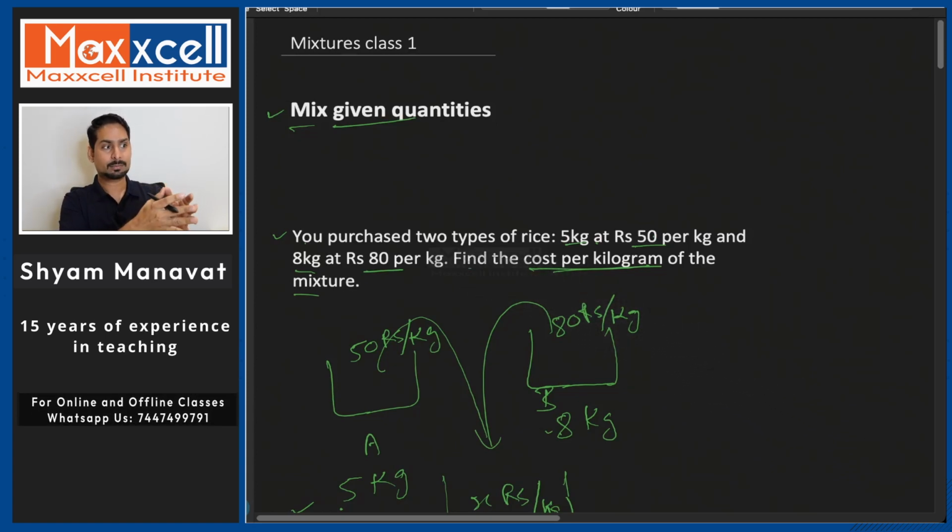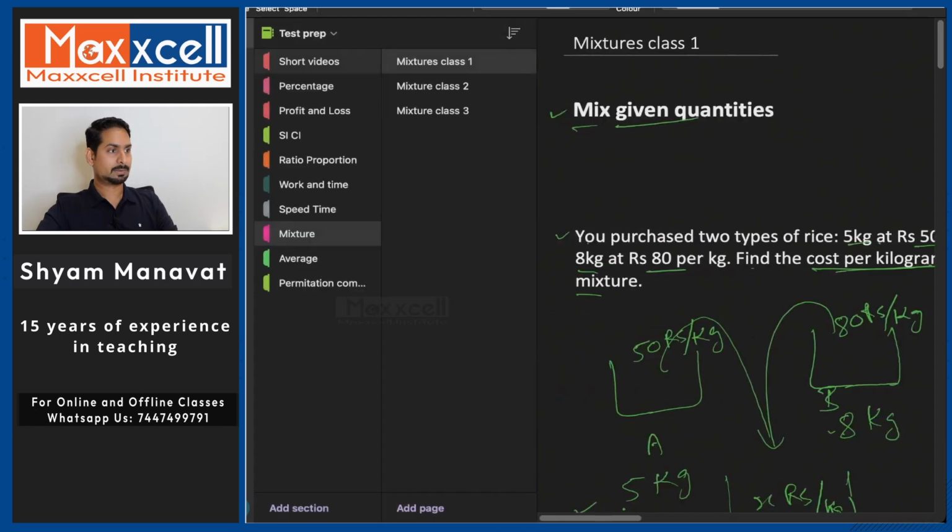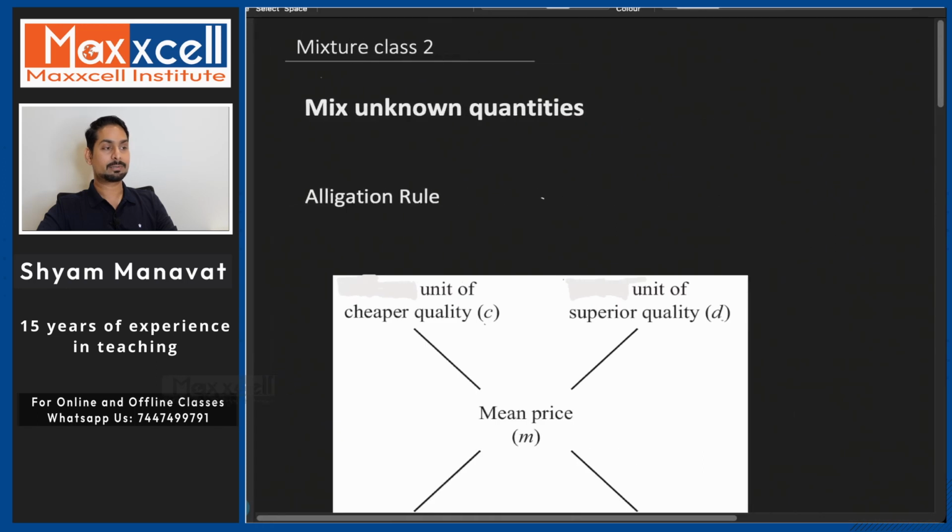So you see in this question on the screen, from lecture number 1, you purchase two types of rice, 5 kg of the first type and 8 kg of the second type, and you need to find the cost of the mixture. So quantities are given over there. In lecture number 2, we are going to discuss the type of questions where quantities are unknown.